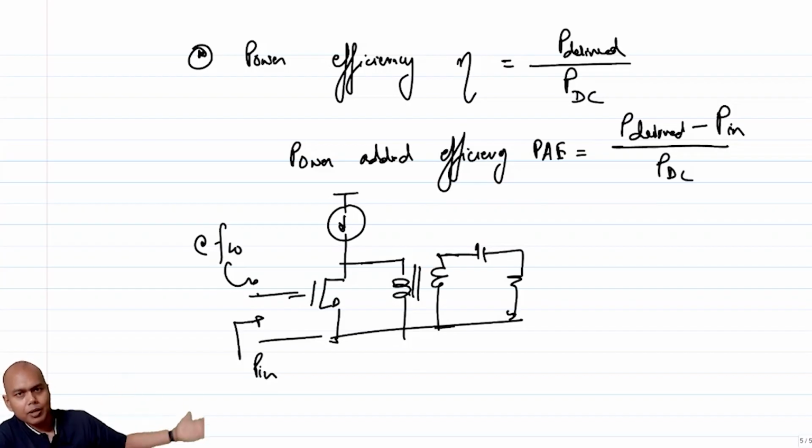So if you recall, there is a mixer before this. That mixer is probably now driving this PA, and hence you are drawing power from the mixer. You are not drawing power from the PA's source. Hence this metric of power added efficiency. Okay, so that is number one.